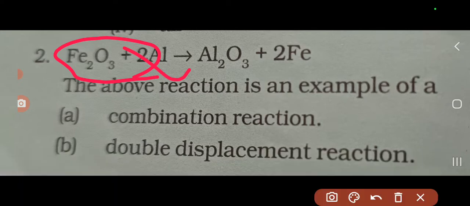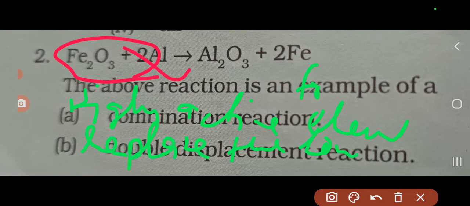Why? As we know, a reaction in which a highly active element replaces the low active element from its compound is known as a displacement reaction.